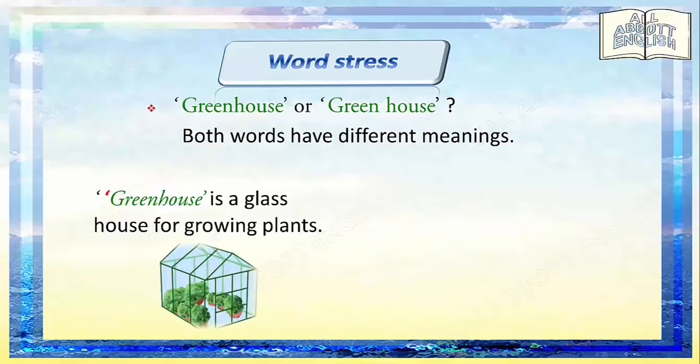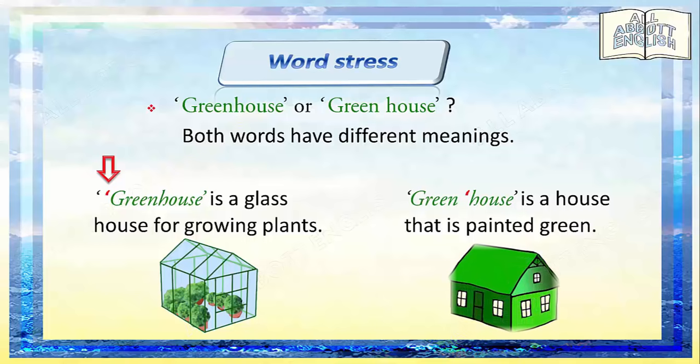On the other hand, when we use an adjective, green, and a noun, house, as two separate words, the noun is stressed. Green is an adjective to describe the noun, house. House is stressed because house is the main word. As two words, it is a house that is painted green.